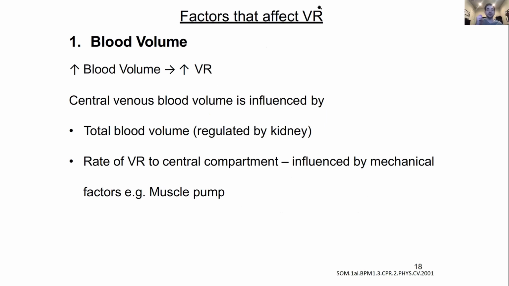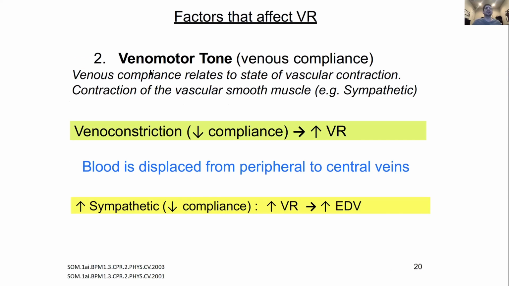So the right heart is concerned with venous return. How much blood do I need to get from the venous system back to the heart? So by doing this, an increase in blood volume, hypervolemia, is going to increase your venous return. Obviously, the more blood you have in your body, the more blood's going to get back to the heart. Straightforward. Now, venomotor tone is venoconstriction.